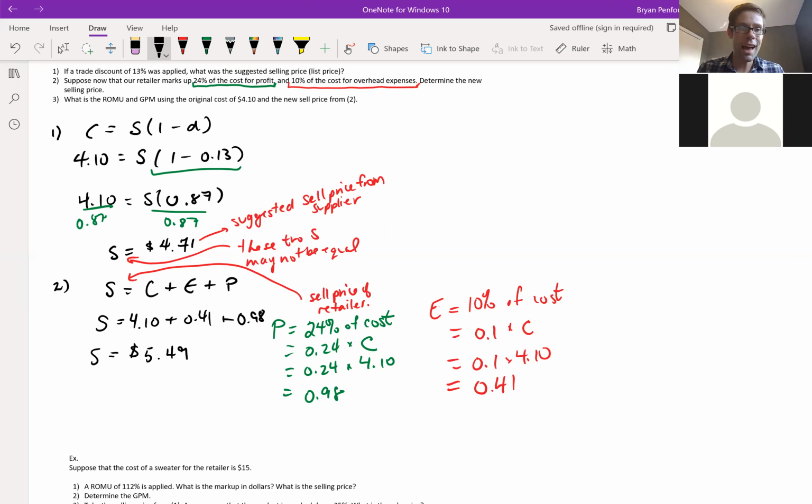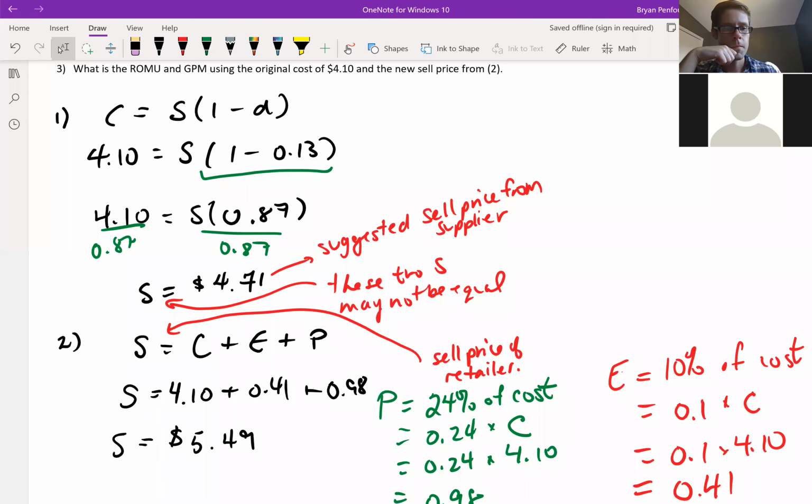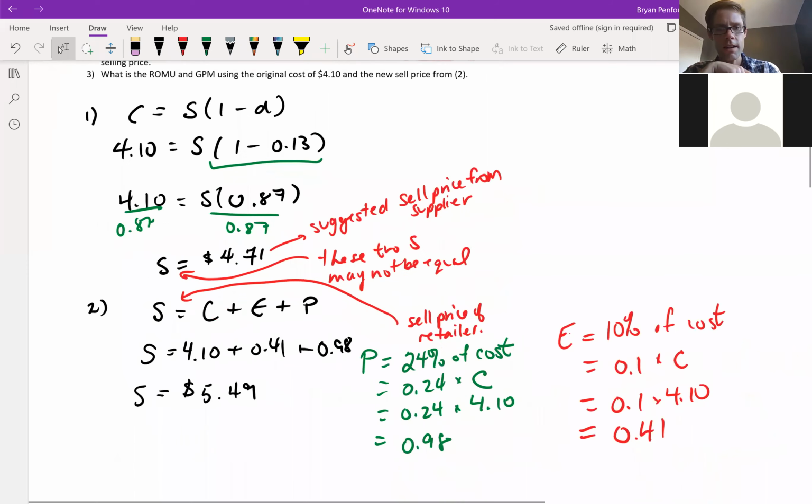So notice that this S that we get in part 2 is different than the capital S we get in part 1, because the capital S in part 1 is the supplier's suggested price, and the capital S we get in part 2 is the business's actual selling price. Okay, how is that? Does that make sense?